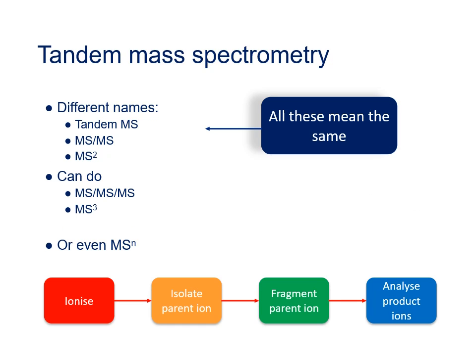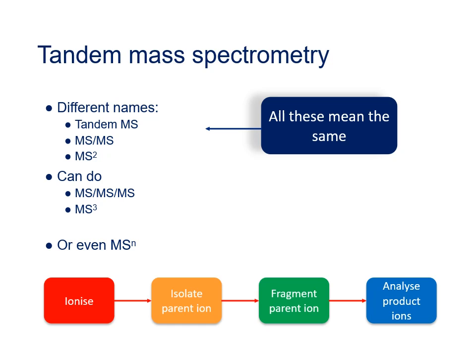As I alluded to earlier, tandem mass spectrometry is often given different names. Sometimes it's called tandem MS, or MS-MS, or MS squared, or MS to the 2. And all of these mean the same process: isolating a parent ion, fragmenting it, and then analysing some or all of the fragment ions.